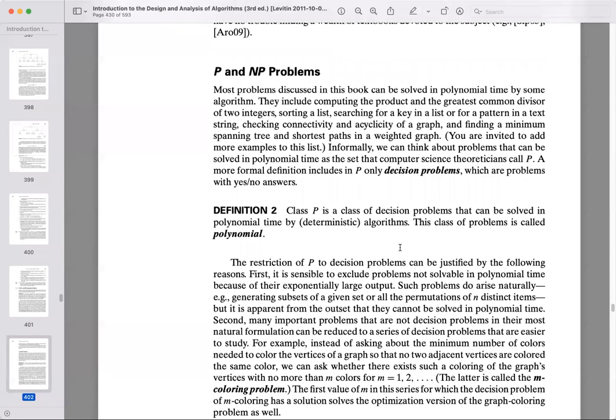Again, that's a whole world of math we're not going to get into, but it does get us into this idea of P and NP. We're going to think about problems that can be solved in polynomial time as being called P. The formal definition only involves decision problems, which are yes or no, but we can often rewrite problems that we may not think of as yes or no problems. So, definition 2: class P is a class of decision problems that can be solved in polynomial time by deterministic algorithms. We're going to call this class of problems polynomial.